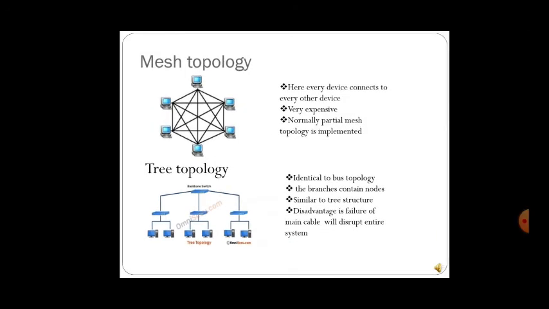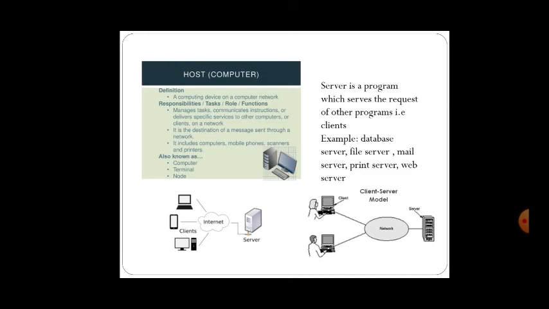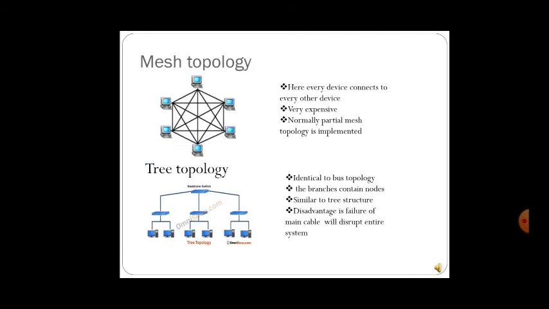So this is identical to bus topology. The branches contain the nodes, similar to a tree structure. The disadvantage is that failure of the main cable will disrupt the entire system. Obviously, suppose the cable of this backbone switch, which is connected to two computers, fails. Then obviously this won't work. So here the disadvantage is failure of the main cable disrupts the entire system.